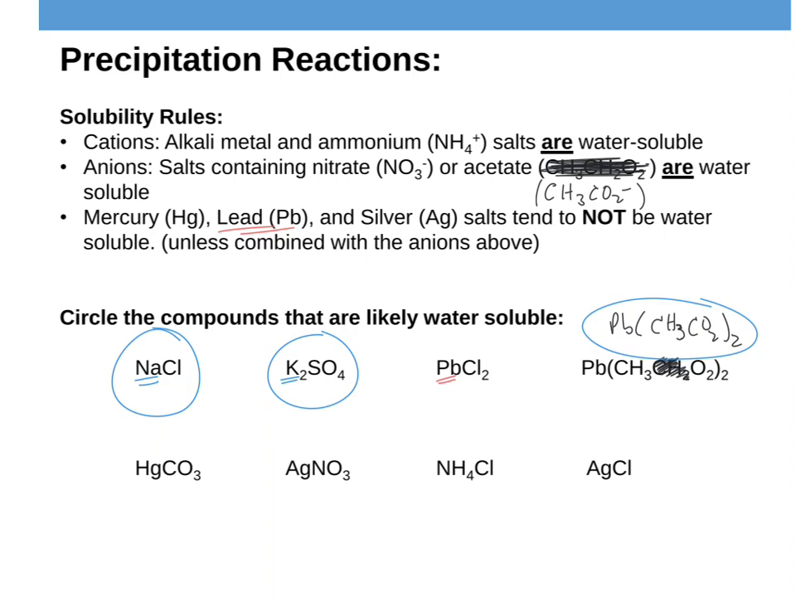Okay. Same deal. I look down here and see that I've got mercury, which is one of those metals that doesn't tend to dissolve in stuff. And it's with carbonate, which is not nitrate or acetate, so I don't think that's going to be soluble. Here I have the silver, again one of those naughty metals, but it is with nitrate, so I think that's soluble. Here I have ammonium, so I think that's soluble.